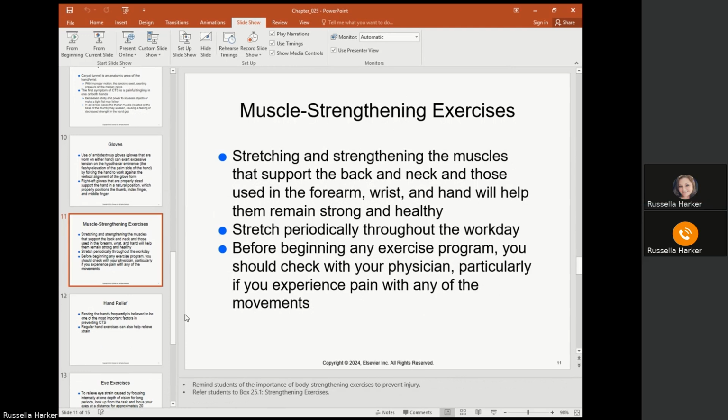Now, on page 338 in box 25-1, there are several strengthening exercises that I do recommend that you try. Try these at home and get comfortable with them so that you can easily do them at work.